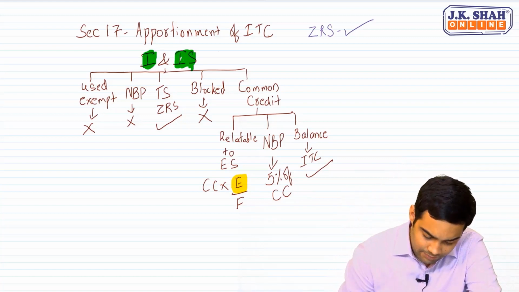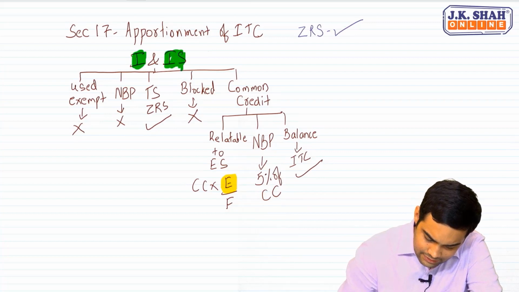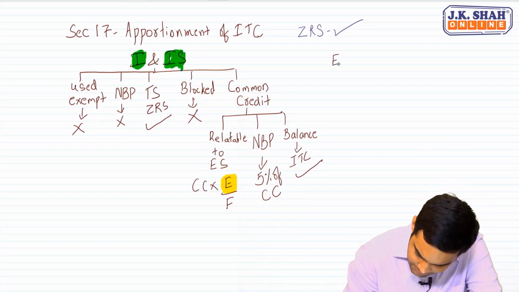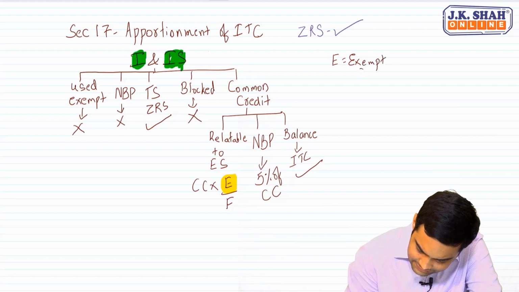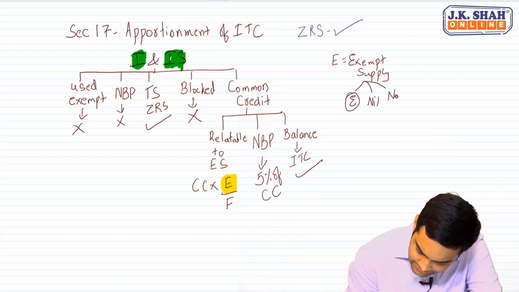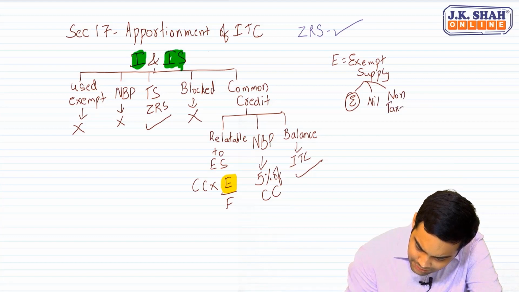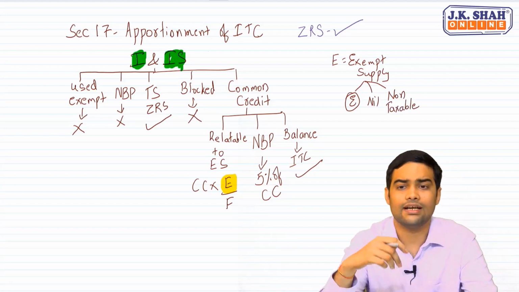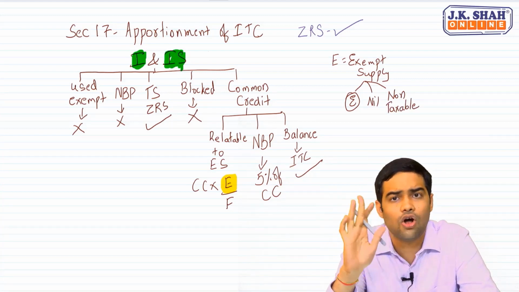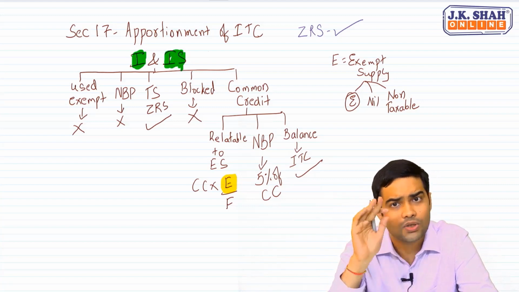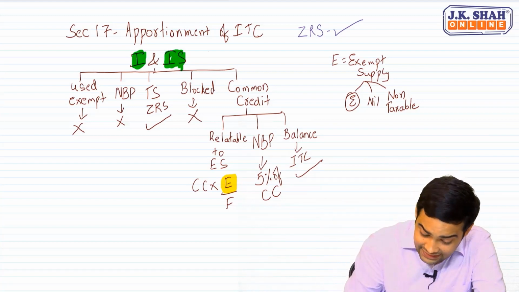Listen to me very carefully. E means exempt supply. See, exempt supply covers various things. Exempt supply covers something which is exempt, something which is nil, and something which is non-taxable supply. Non-taxable supply, that means alcoholic liquor and petroleum products. First of all this is included in E. Correct? Okay.